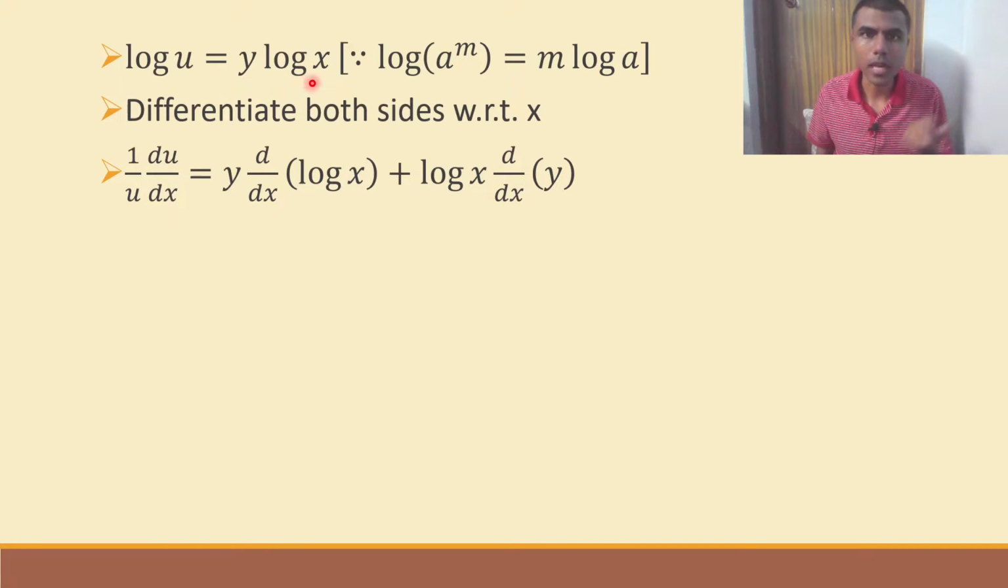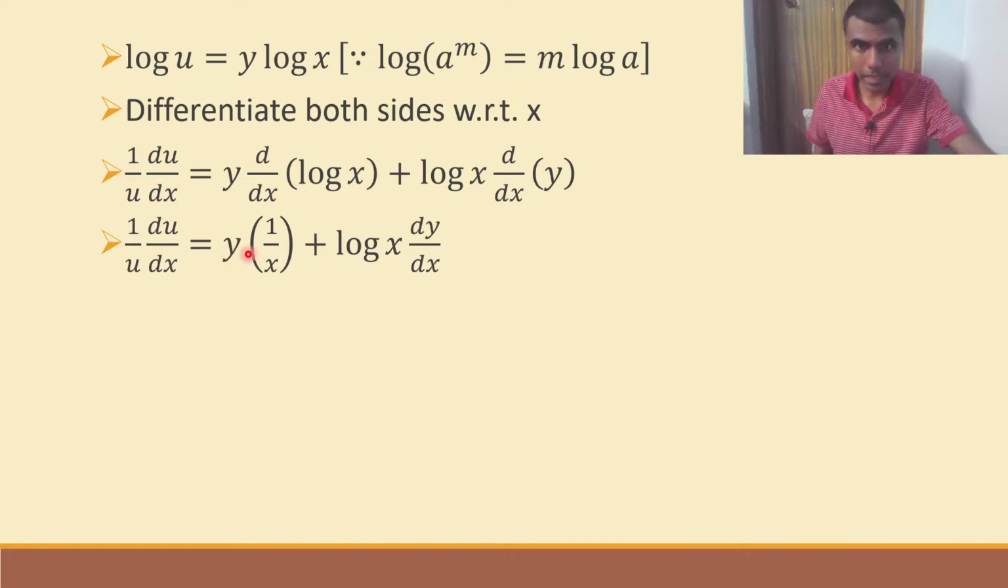Now coming to the RHS, here I have y log x. So this is one function into a second function, so I need to use the uv rule. The derivative of uv is nothing but u v dash plus v u dash. So it is the first function into the derivative of the second plus the second function into the derivative of the first. That's all. Chalo. Now 1 by u du by dx is nothing but the derivative of log x is 1 by x, and the derivative of y is nothing but dy by dx.